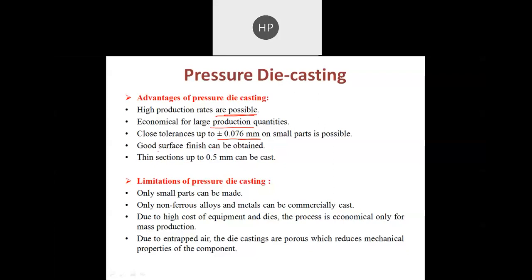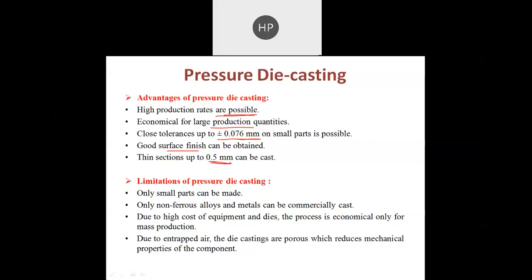As well as it has a good surface finish, so that we do not require any secondary operation. So the time and the cost for doing that secondary operation can be drastically reduced, so that we can increase the productivity.